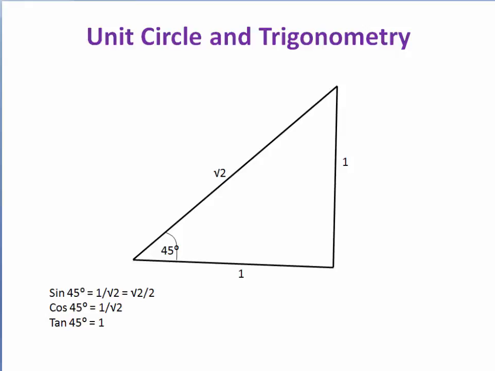Sine, cosine, and tangent now. So sine, remember, opposite over hypotenuse. So we're looking at this angle, opposite 1, hypotenuse root 2. When we rationalize the denominator, we get root 2 over 2. Cosine 45 degrees, remember cosine, adjacent over hypotenuse, 1 over root 2. Tan 45 degrees is 1 over root 2 divided by 1 over root 2, which is 1. So tan 45 equals 1.